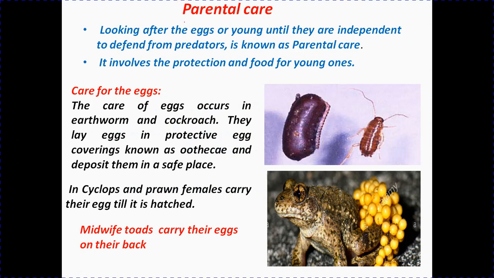Then we have parental care. Parental care is looking after the eggs and the young ones by the parents until they are independent, and defending or protecting them from predators. So parental care involves the protection and food for the young ones. It can be in the form of care for the eggs and care for the young ones.